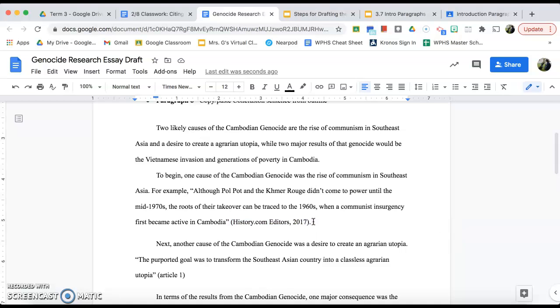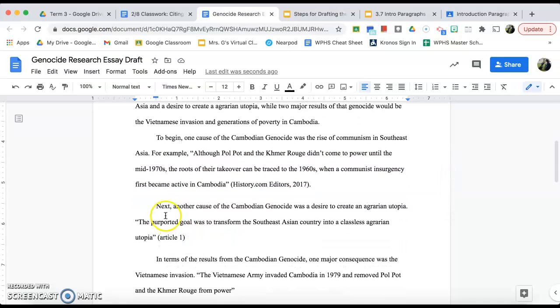Now, for sake of this essay, if you are behind and you're trying to get this done, I would not stress about the citation. If you have that and you know how to do it, that's great. If you don't, don't worry about it. It's more important that you get the rest of your essay done. So I say, for example, and then I have my quote here. Okay, here's my next sentence.